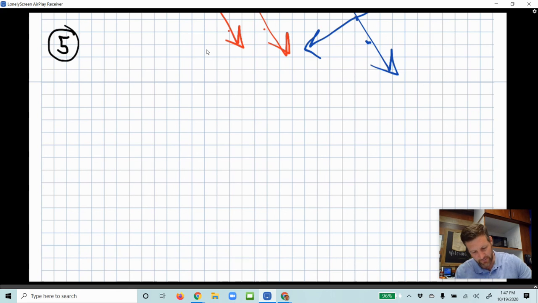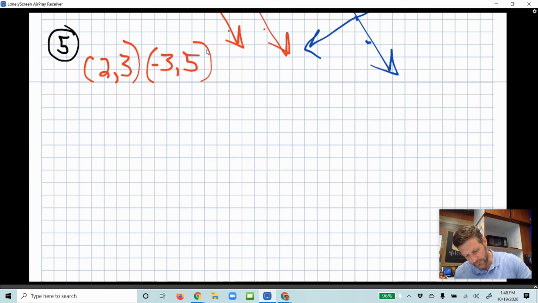So let's just pick my favorite 2 points in the whole world, (2, 3). And let's pick another set of 2 points that are my second favorite in the world. Let's say they are (-3, 5). We'll do those two. Okay, so now without even graphing it, I can find the slope between those 2 points.